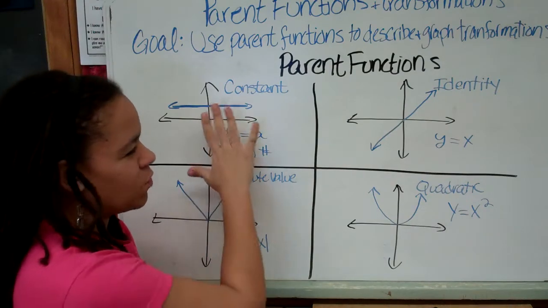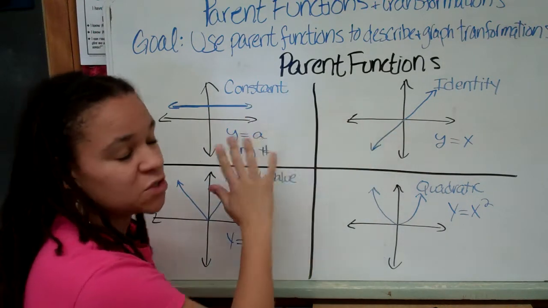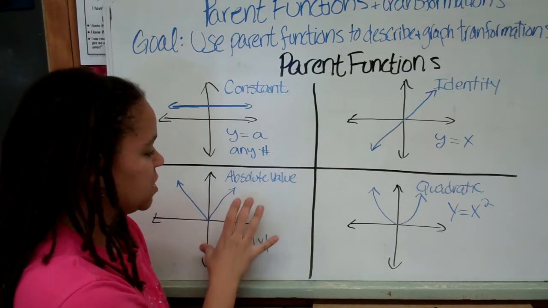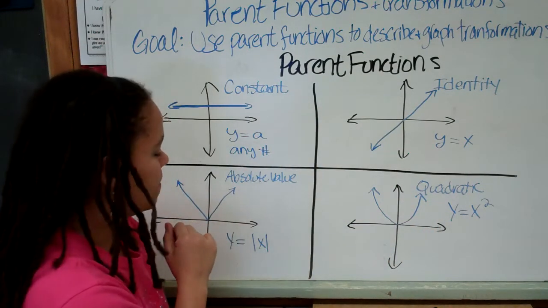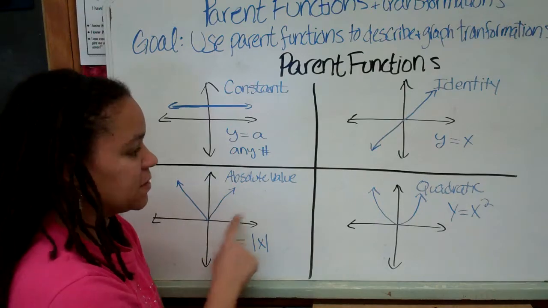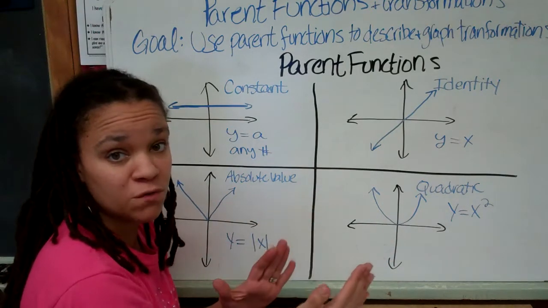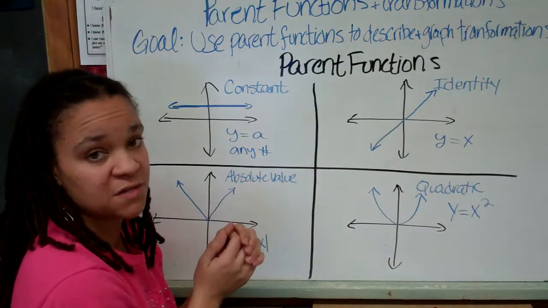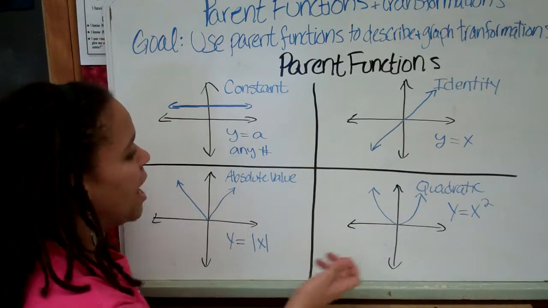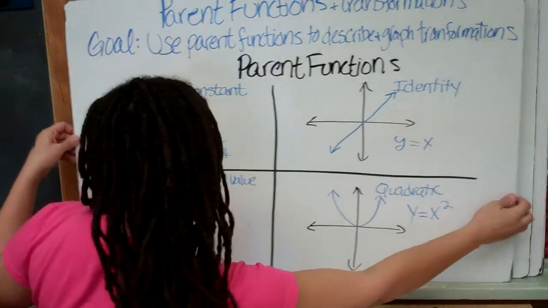Basically, we're not going to use the first two very often for transformations. It's really going to be the absolute value and the quadratic. These will have their place later on. But we're going to be shifting absolute value and quadratic functions. We're going to pick them up and move them right, up, down, and left, and we're going to show you how to do that algebraically with the equations.